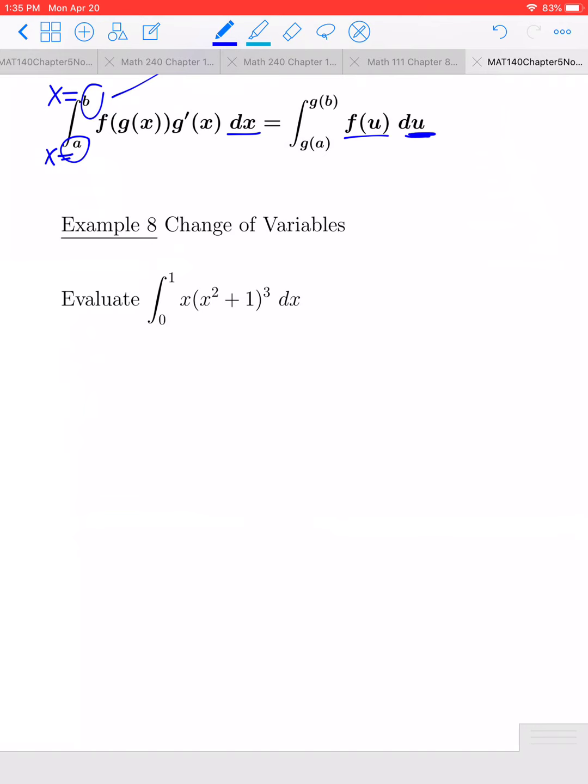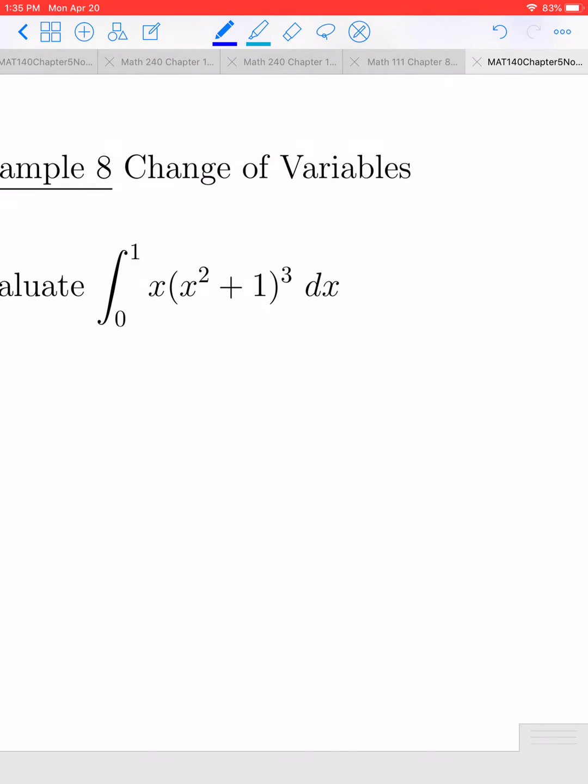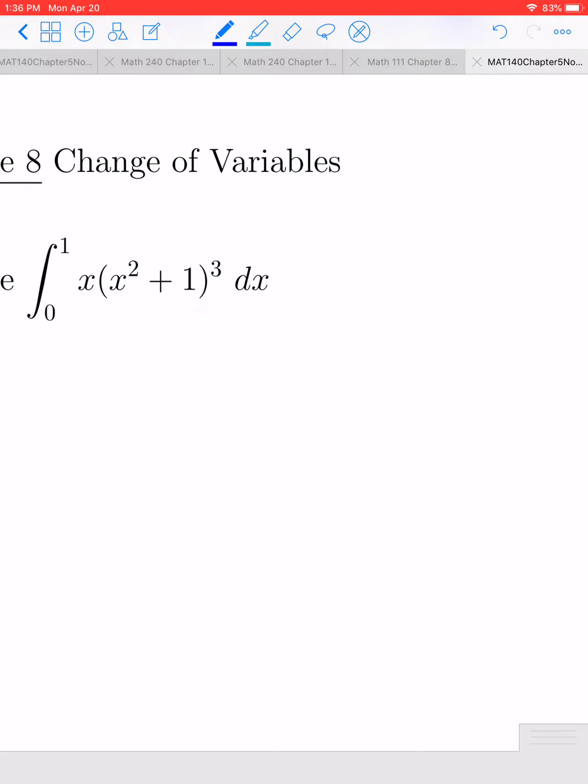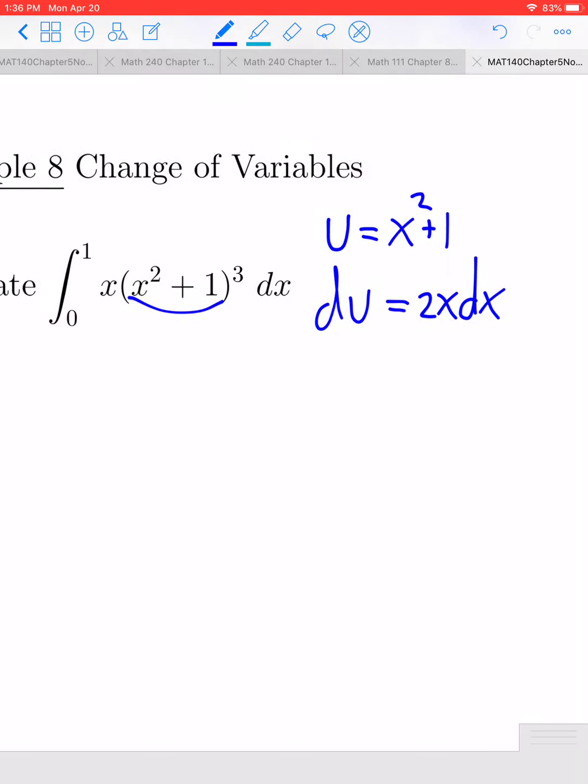For example, let's use a change of variables to find the definite integral from 0 to 1 of x times (x squared plus 1) cubed dx. First things first, we look at the integrand. It's not an elementary function whose antiderivative we recognize. We can do a substitution on this. Let u be the thing under the exponent, u equals x squared plus 1. Then our du would be 2x dx.